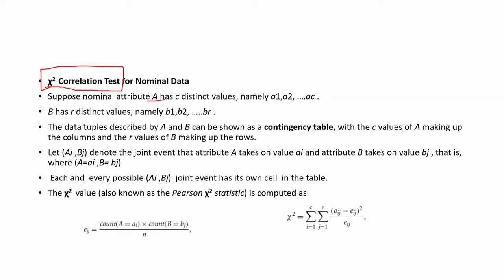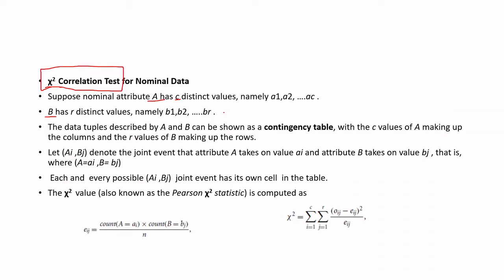Okay, we have two nominal attributes A and B, and we are trying to find whether these two are correlated with each other. A has C distinct values. We said it is a nominal data type, right? So it has a certain set of attributes. Say, for example, color has a set of attributes. So A has C distinct values A1, A2, etc. AC, and B has R distinct values B1, B2, etc. BR.